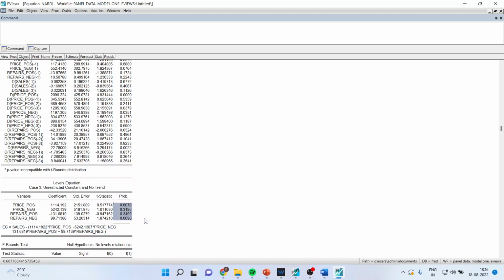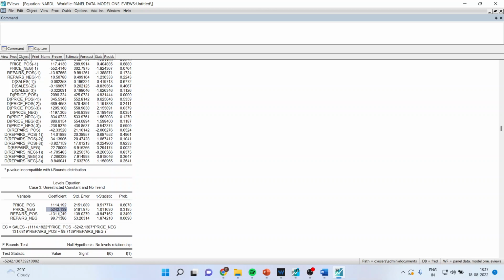Now you will have to see the p-value of all these, that is price positive, price negative, repairs positive, and repairs negative. In this case, all of them have a p-value more than 0.05, and therefore we will conclude that there is no significant difference in the price positive effect on sales in comparison to the price negative effect on sales. But if the p-value was significant, then the interpretation would change a little bit. Now, how will it change? Let's see. You can see that price positive is 114, and price negative is minus 5242. Repairs positive is minus 131, and repairs negative is 99.71.